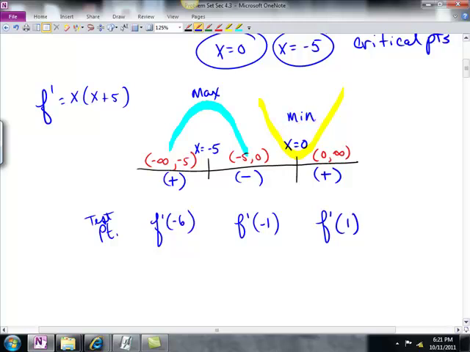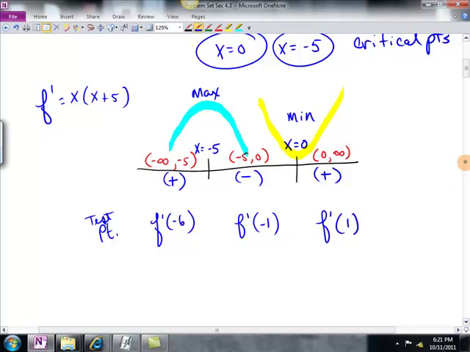Okay? Does that make sense? That kind of gives you a sketch of the curve, the original curve. Okay? Question, Mitchell? Okay, all right. Any other questions?